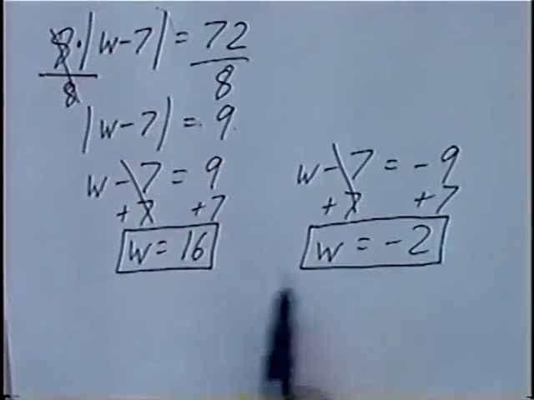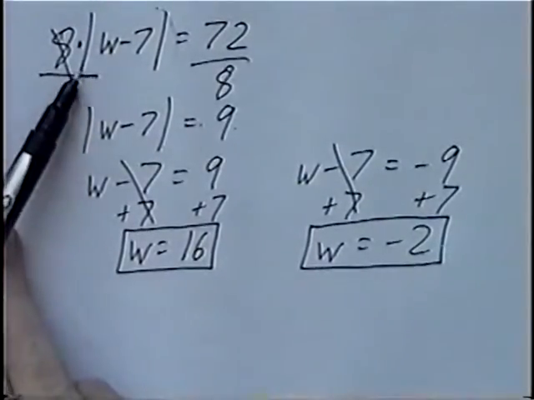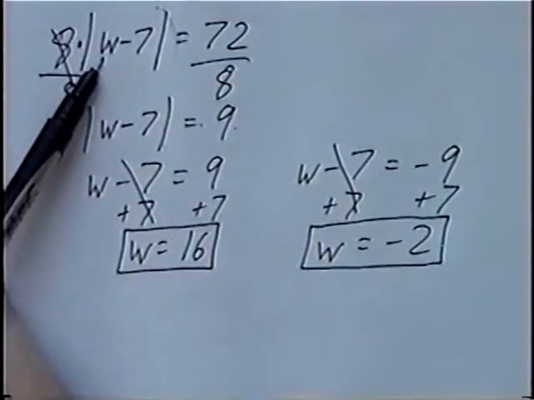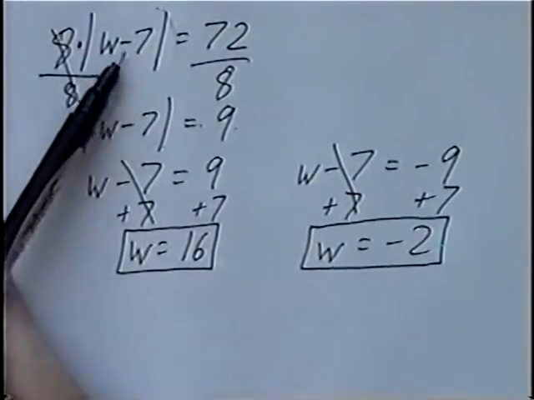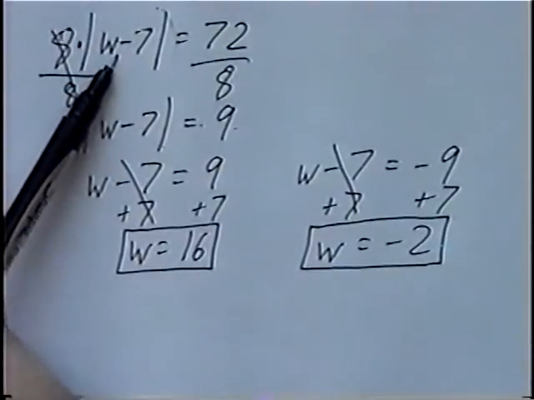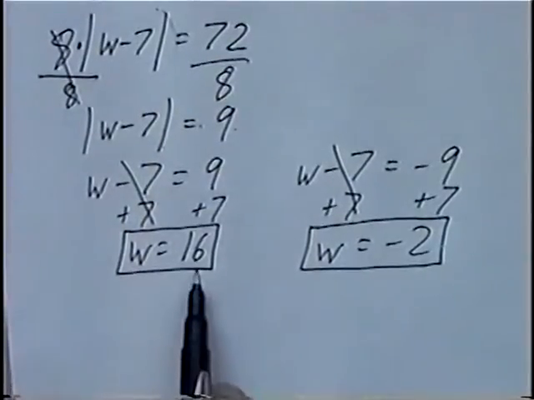Keep in mind these numbers, especially for absolute value equations, you want to plug back to the original question. For example, if we have 16, 16 minus 7 would be 9. The absolute value of 9 is also 9. 9 times 8 is 72, so the first one works.